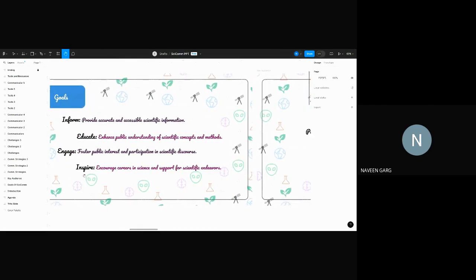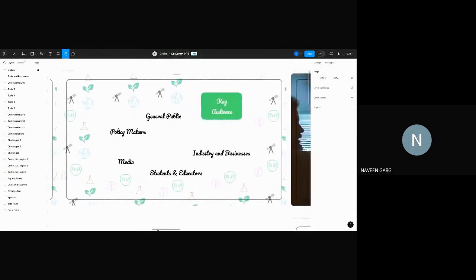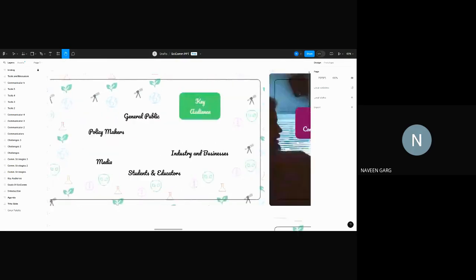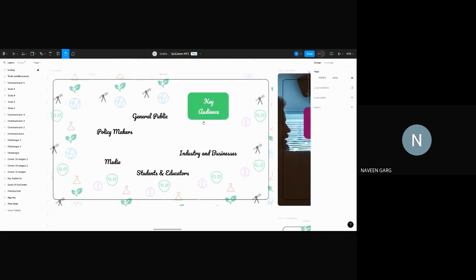And the last purpose is to inspire people to pursue science, because science is what leads to innovation, and innovation is what leads to the growth of humanity as a whole. So the key audience for science communication are generally the general public, and policymakers, because you often need to make people who are in power understand why this thing is necessary.